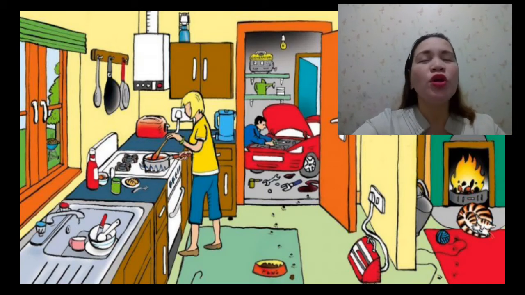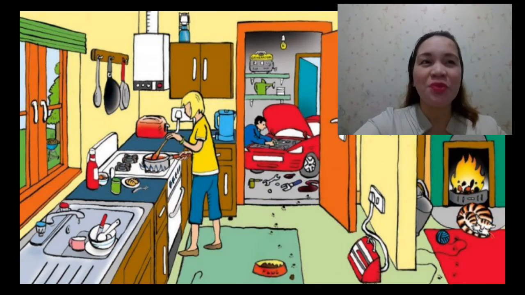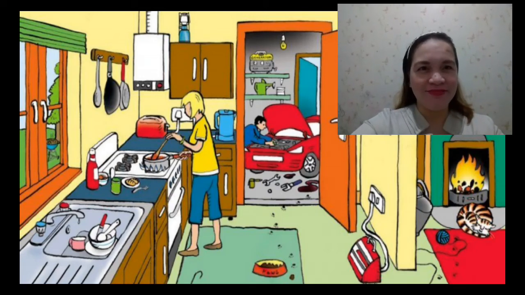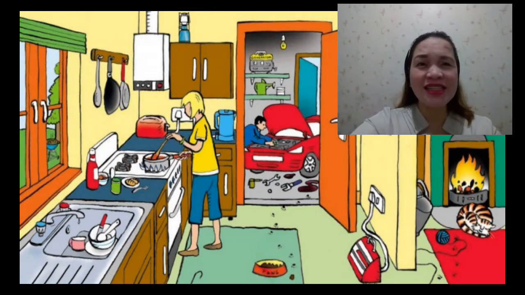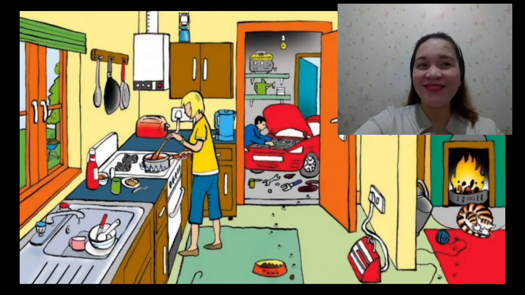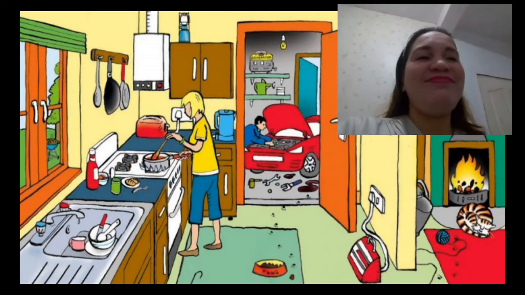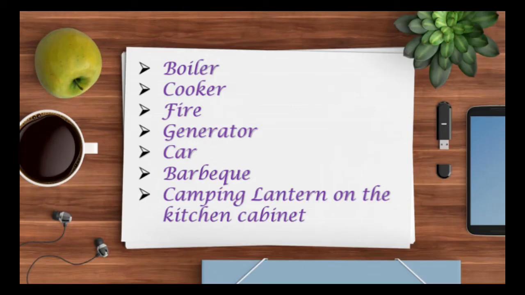Okay? Since you already know the difference between a hazard and a risk, let's have an activity. Are you ready? Can you spot the different hazards here in Covida's kitchen? Okay, come on. What are the different hazards there? Correct, boiler. If it is on, kapag naka-open, maaari tayong masaktan. Another, very good, cooker. Another is fire with a cat curled up in front of it.